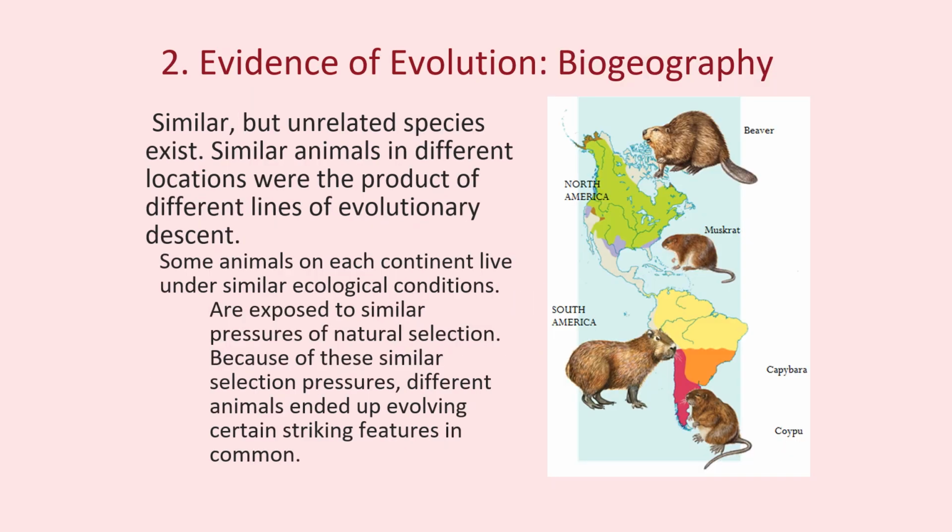Biogeography is the second piece of evidence. So similar but unrelated species exist. Similar animals in different locations were the product of different lines of evolutionary descent. Some animals on each continent live under similar ecological conditions, and they're exposed to similar pressures of natural selection. Thus, they have evolved certain striking features in common. So again, all of these animals, beaver, muskrat, they all look very similar in similar environments.